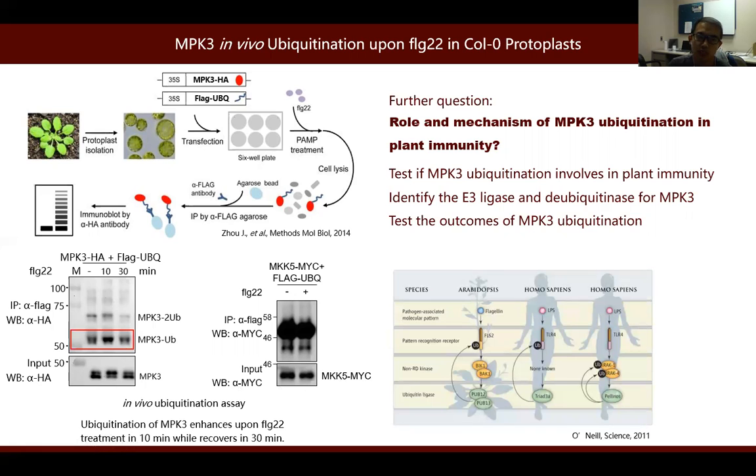Ubiquitination and deubiquitination have been proved to play important roles in regulating human immunity through a variety of E3 ligases and deubiquitinases, which show a high similarity in plant immune pathways. Study of how plant immunity is finely regulated would be helpful for crop improvement and disease control in other species.